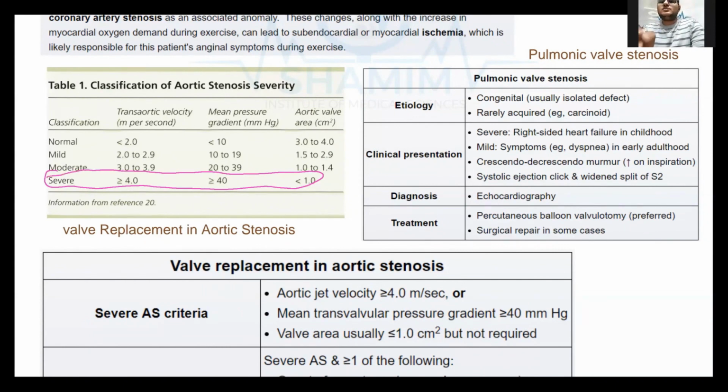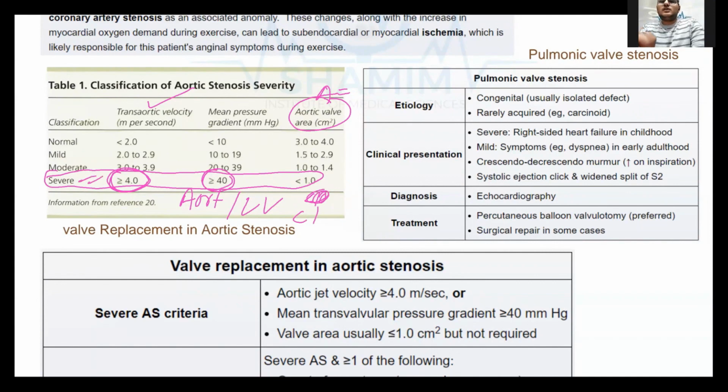Okay, what is severe aortic stenosis? Severe aortic stenosis is when there is trans-aortic velocity greater than 4 meters per second, the mean pressure gradient between the aorta and the left ventricle is greater than 40 millimeters of mercury, and aortic valve area is equal to or less than 1.